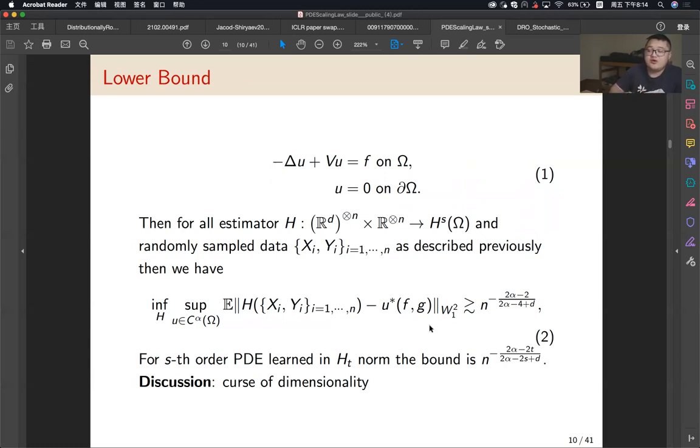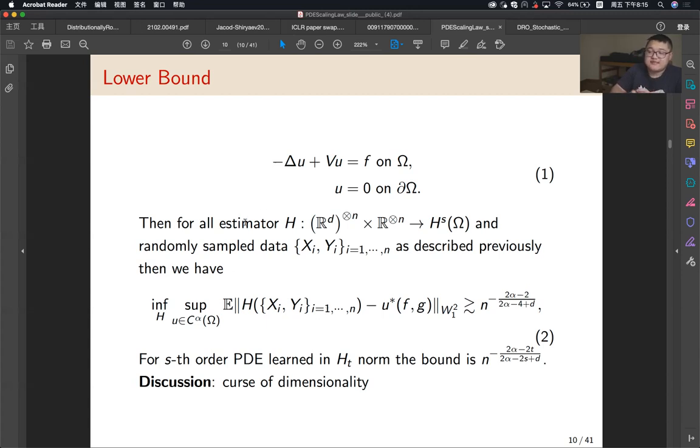Once you have an estimator, you can always find a function u. That is why I need the supremum over the function space: if I just give you one function, then you can always have an estimator that, no matter what your input is, just outputs this function. So the lower bound is over a space. In the minimax way, it says that I consider all the estimators, and if you give me the estimator, I can tell you a function for which your estimator will always get an error like this.